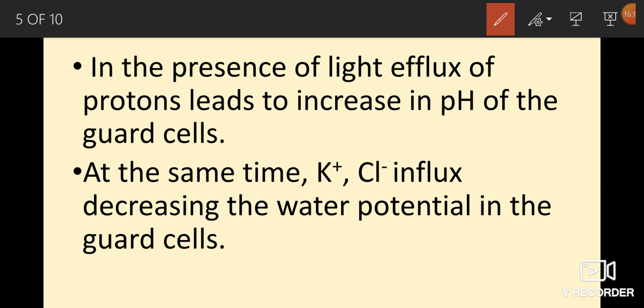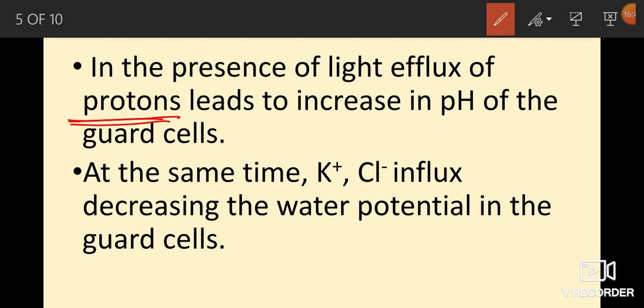Efflux means move out. Influx means entry of molecules, and moving out of molecules is efflux. So in the presence of light, efflux of protons: protons move outside, that is, from guard cells to subsidiary cells.